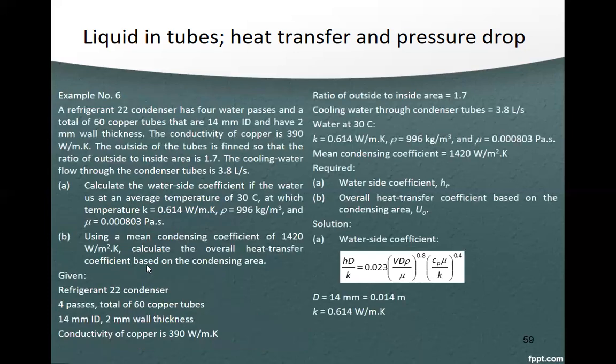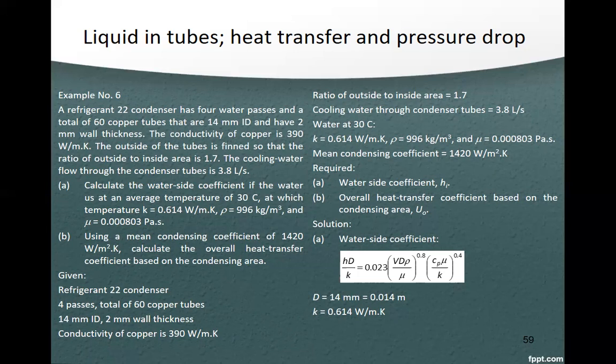So example number 6. A refrigerant 22 condenser has 4 water passes and a total of 60 copper tubes that are 14 mm ID and have 2 mm wall thickness. The conductivity of copper is 390 watts per meter Kelvin. The outside of the tube is finned so that the ratio of the outside to inside area is 1.7. The cooling water flow through the condenser tube is 3.8 liters per second.